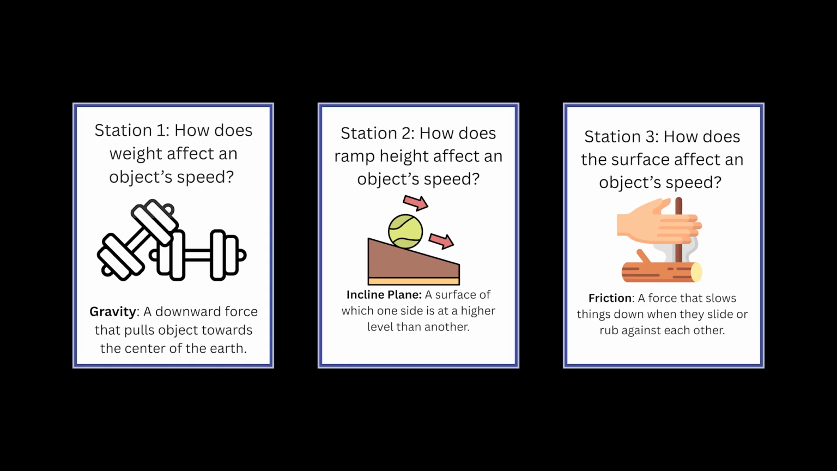Next, signs describing each of the 3 stations appear on the screen. Station 1. How does weight affect an object's speed? Gravity, a downward force that pulls objects towards the center of the Earth. Station 2. How does ramp height affect an object's speed? Inclined plane, a surface of which one side is at a higher level than another. Station 3. How does the surface affect an object's speed? Friction, a force that slows things down when they slide or rub against each other.